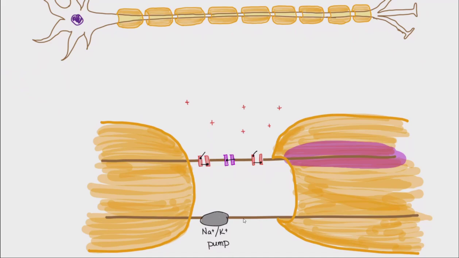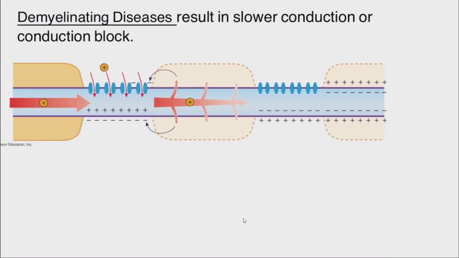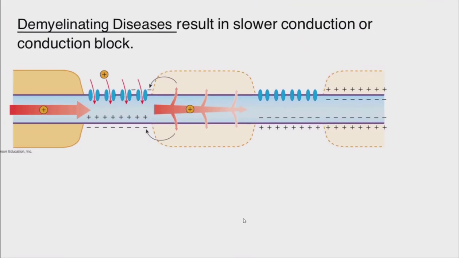Now, there are a number of diseases out there that are called demyelinating diseases. Demyelinating diseases can be debilitating at best and fatal at worst. There are a number of demyelinating diseases where the myelin sheathing experiences some sort of destruction, thinning, or is just outright removed.